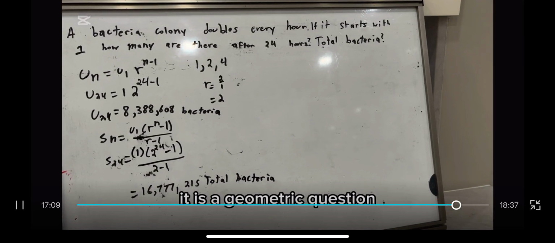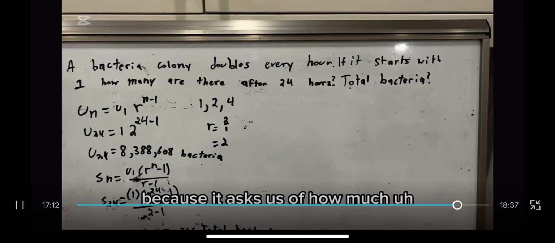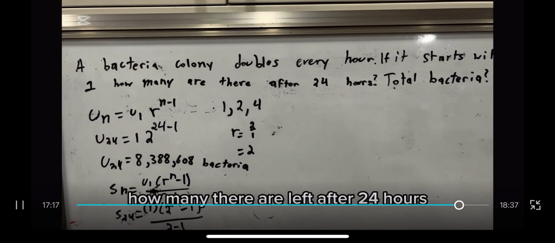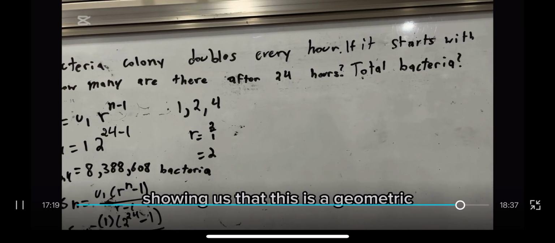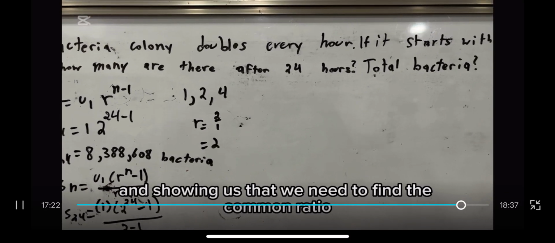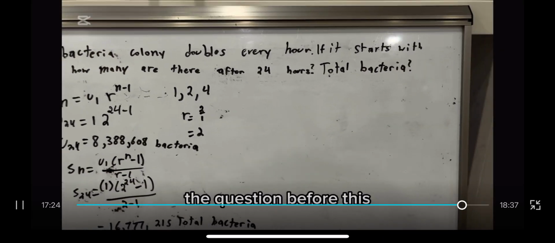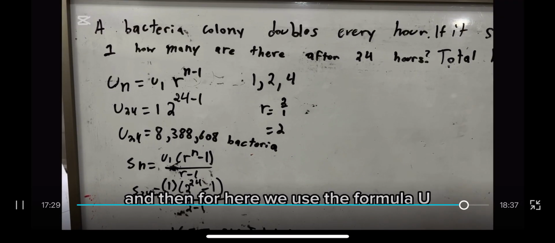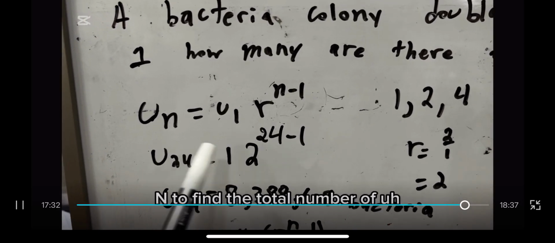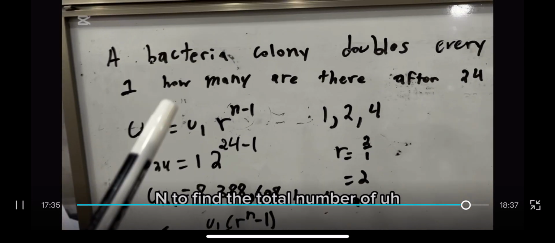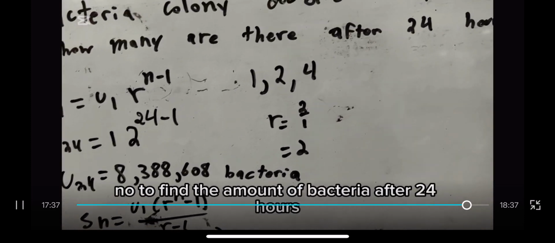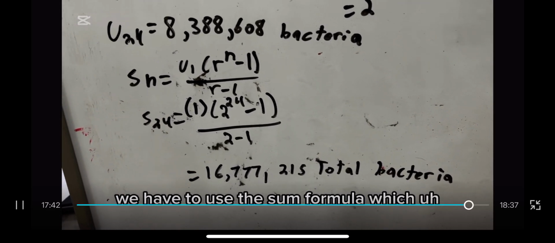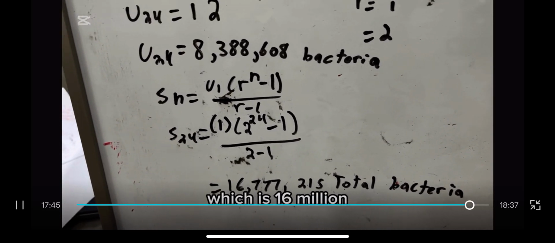So for this question that you can try for yourself, it is a geometric question because it asks us after multiplying every hour, how many there are left after 24 hours, showing us that we need to find the common ratio instead of the common difference. The question before this, I said that it was geometric, but I meant that it was arithmetic, so that's my fault. And then for here, we use the formula t_n to find the amount of bacteria after 24 hours. But to find the total number of bacteria, we had to use the sum formula, which gives 16 million.